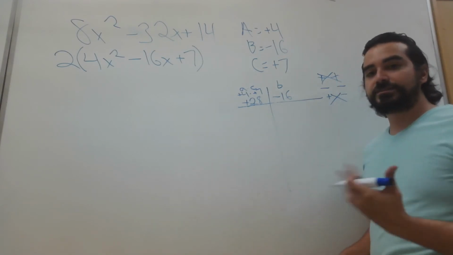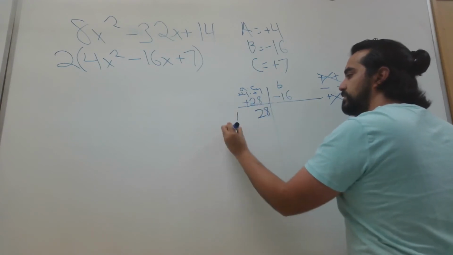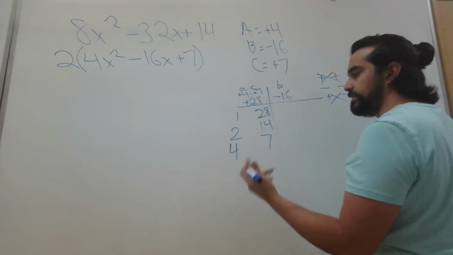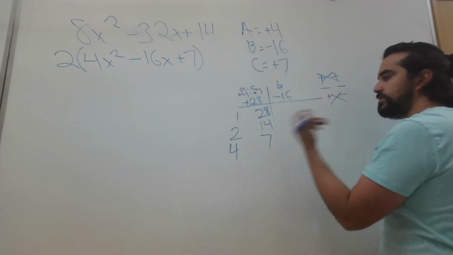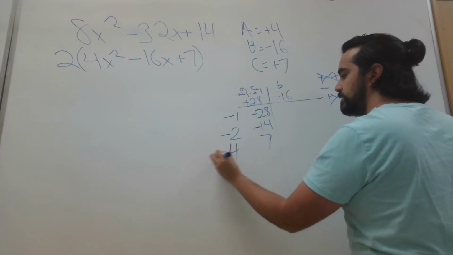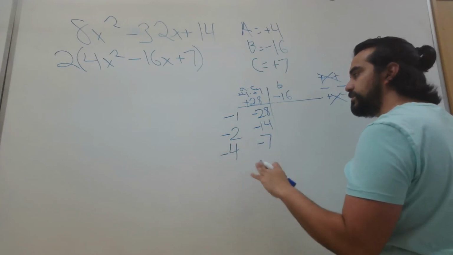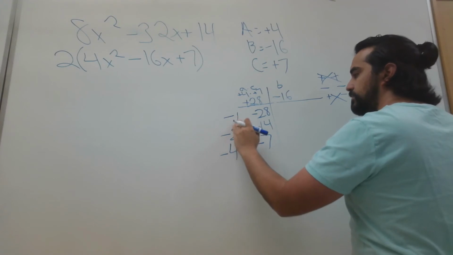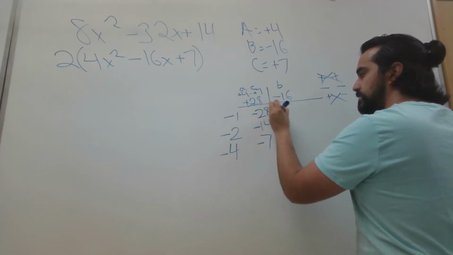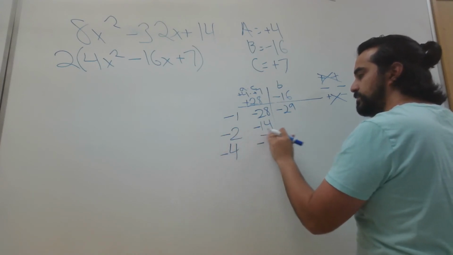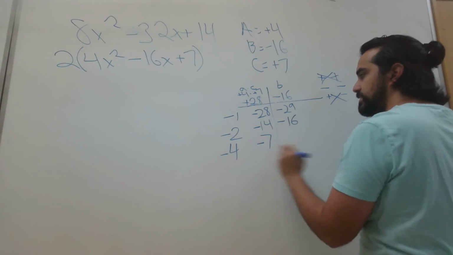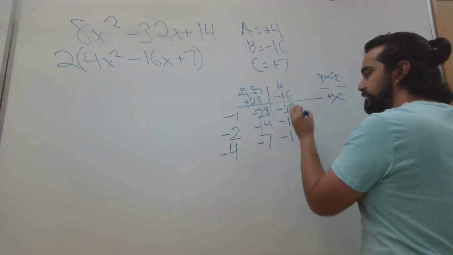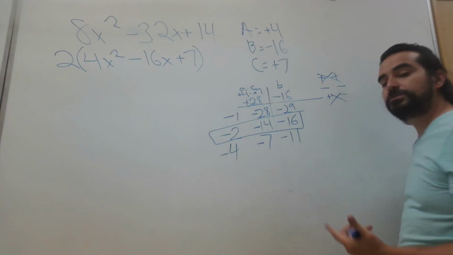Now let's go ahead and write the factors in ascending order. 1 times 28, 2 times 14, 4 times 7, and that's it. Now, this says both of them are going to be negative. Well, now what we're going to try to figure out is which one of these simplifies to negative 16. So we have negative 1 minus 28 gives you negative 29. Negative 2 minus 14 gives you negative 16. Negative 4 minus 7 gives you negative 11. We're looking for negative 16. So that tells me my factors are negative 2 and negative 14.